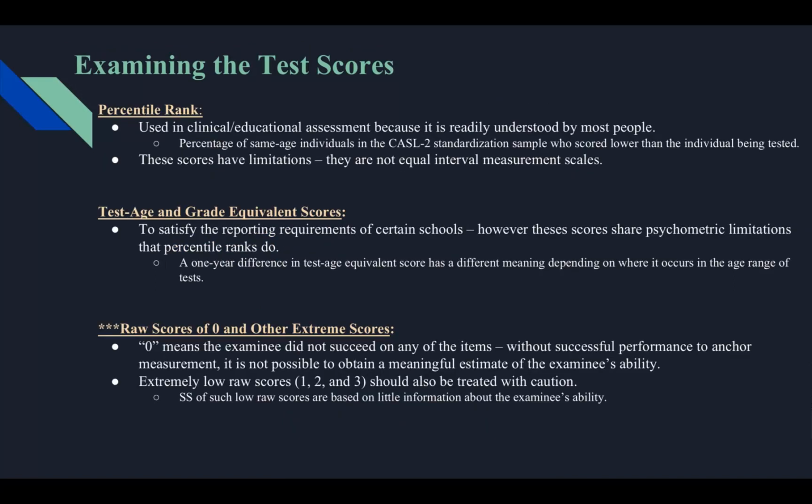It is important to note that a score of 0 means the examinee did not succeed on any test items, but without successful performance to anchor measurement, it is not possible to obtain a meaningful estimate of an examinee's ability. The same is true for extremely low raw scores. The next 2 slides provide a quick summary of the 14 subtests. The charts describe each test, the category, the process, the item number and format, the skill measured, and what poor performance indicates.